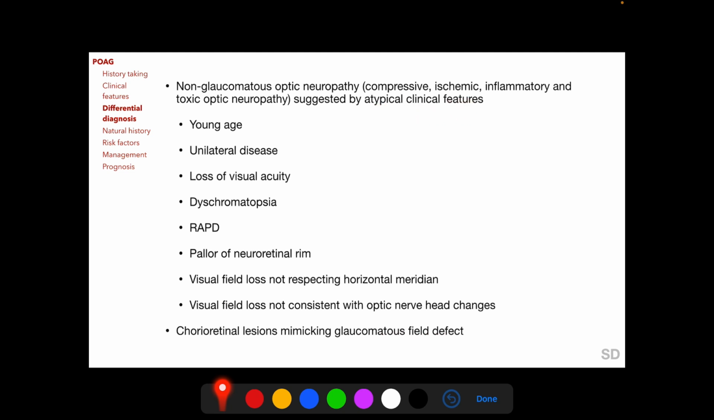Atypical clinical features which suggest a non-glaucomatous optic neuropathy include younger age of onset, unilateral disease, loss of central visual acuity early in the disease, dyschromatopsia, relative afferent pupillary defect, pallor of neuroretinal rim, and visual field defects not respecting the horizontal meridian and not consistent with optic nerve changes.